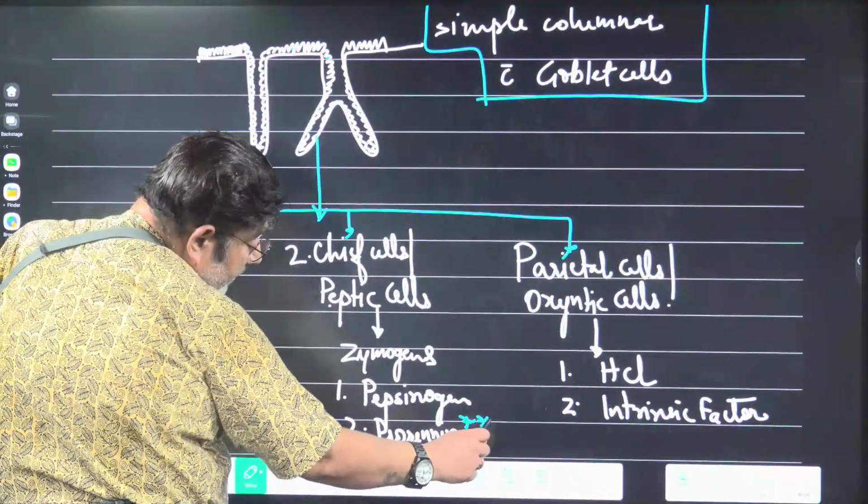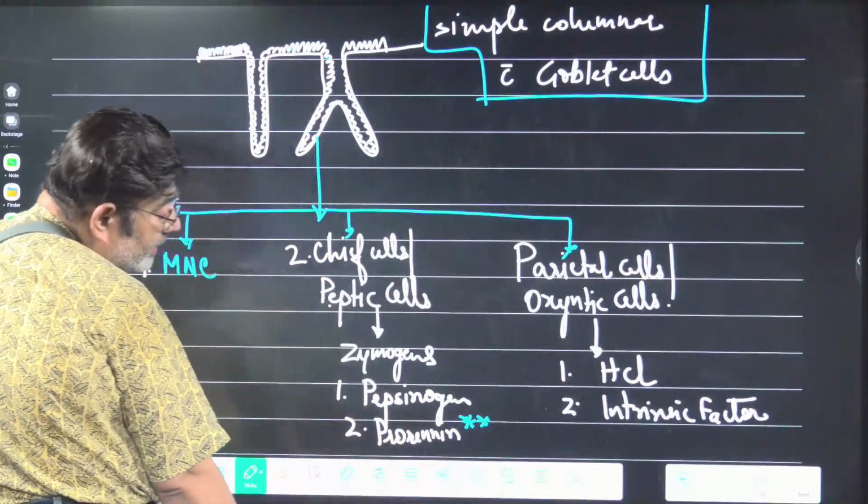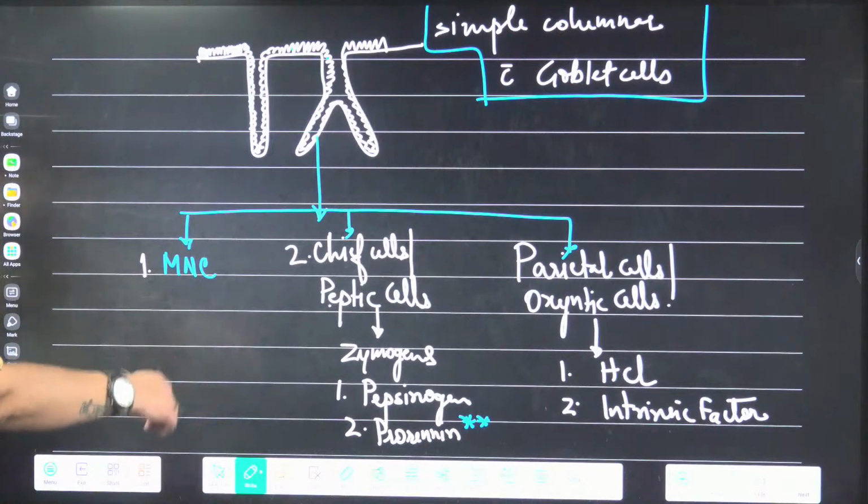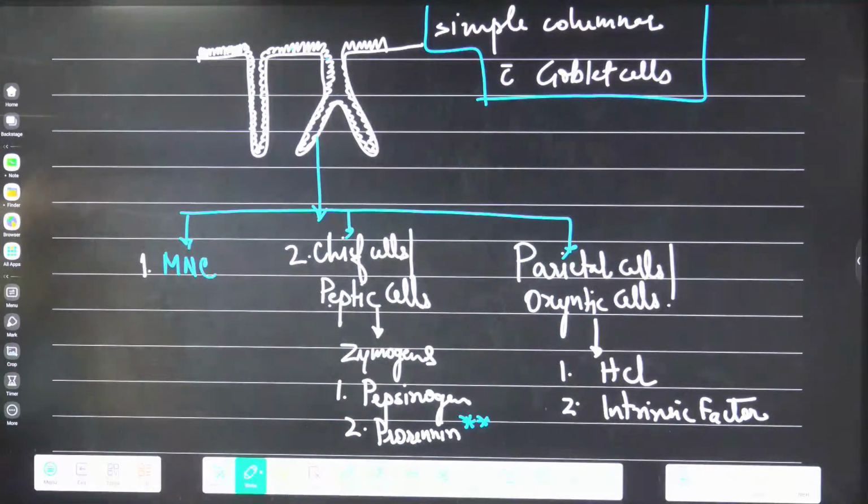I'll put conditions apply here. And what is the condition? It is only found in infants and children. So I'll put two asterisks there in prorenin. It means that it is only found in infants and children. Prorenin. See, renin with 2N.